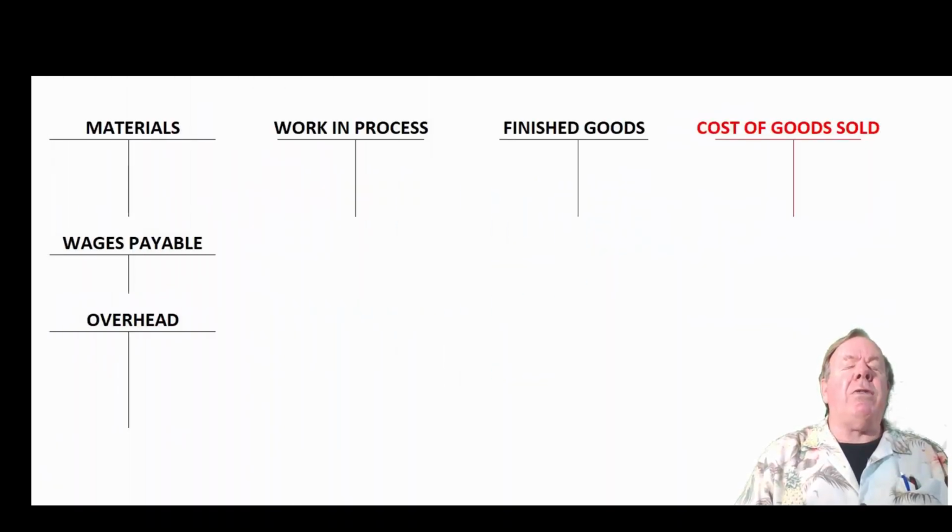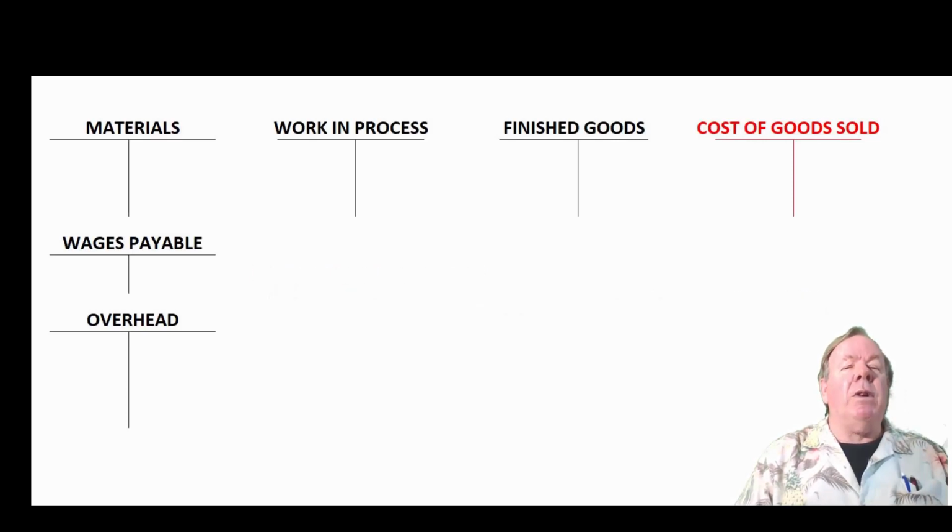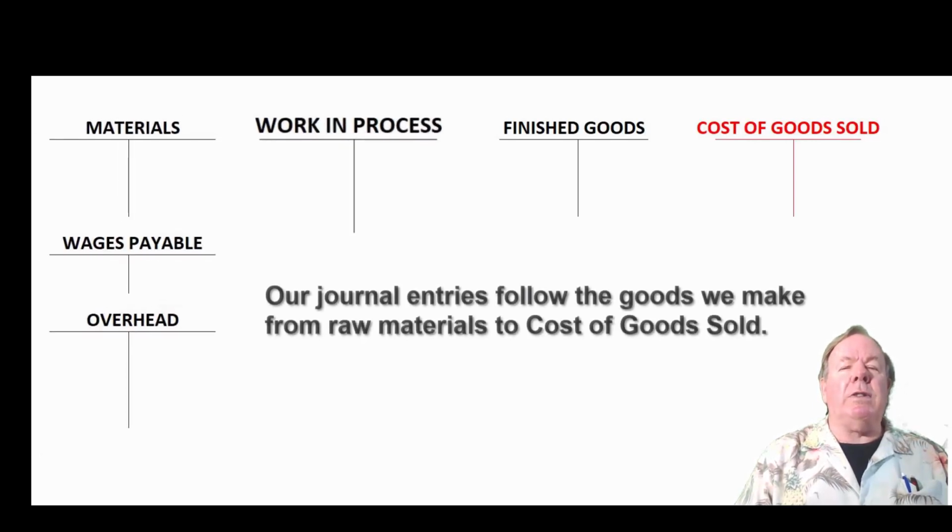Managerial accounting, we're answering the question, how are we doing? And one of the first questions we often answer is, how much is it costing us to make our stuff? So before you even open up your managerial accounting textbook, you might want to think about materials, labor, and overhead going into work in process.